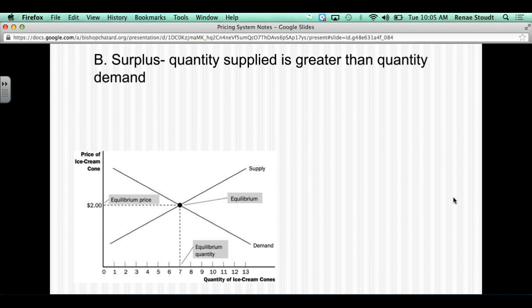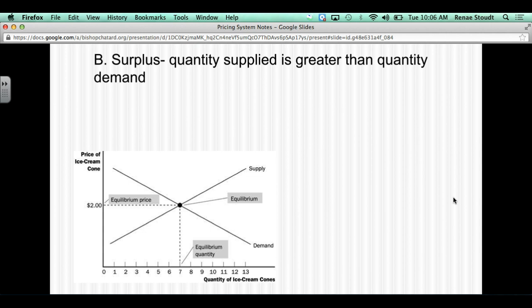What do you think? Below equilibrium? How many agree with Kayla? Below equilibrium. I'm putting my hands down. No? Not no, we're not certain.